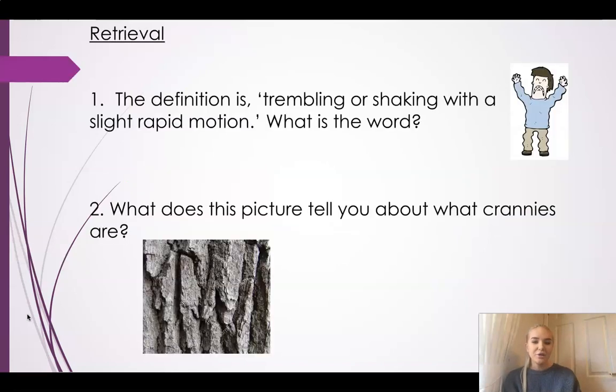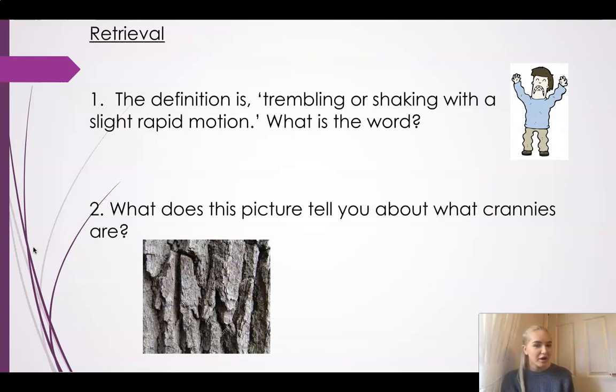Okay, now I do have a retrieval question, well, two questions for you here. I'm going to give you a definition. The definition is trembling or shaking with a slight rapid motion. I want to know what is the word that definition is for. And then number two, what does this picture here tell you about what crannies are? These are two of the things that we've learned in our reading lessons. So pause the video here now, please, and have a go at these two retrieval questions. Off you go.